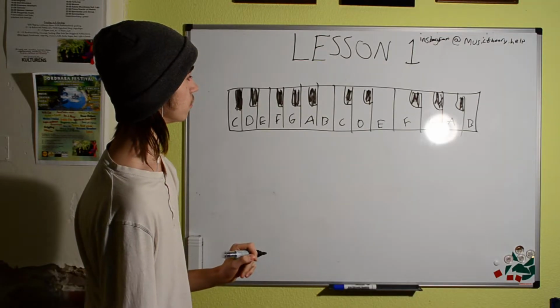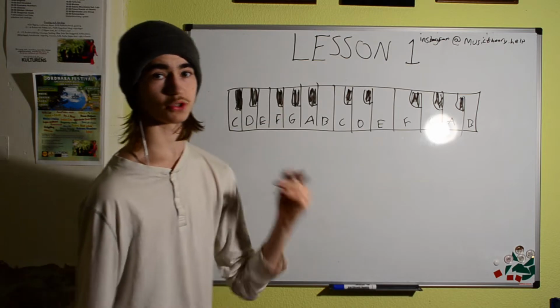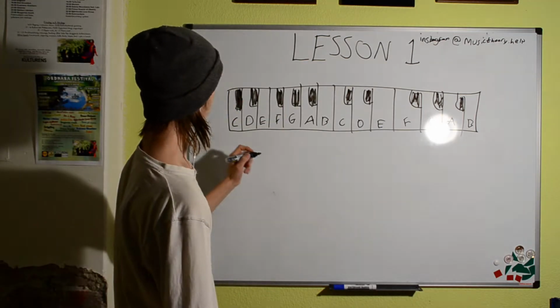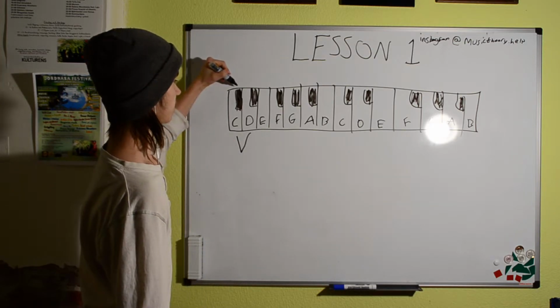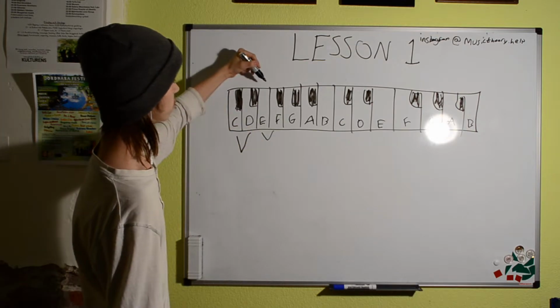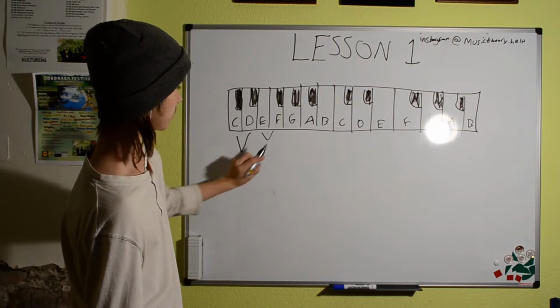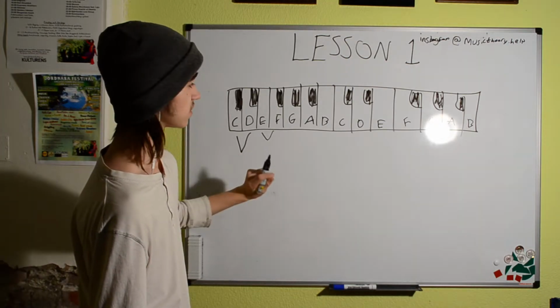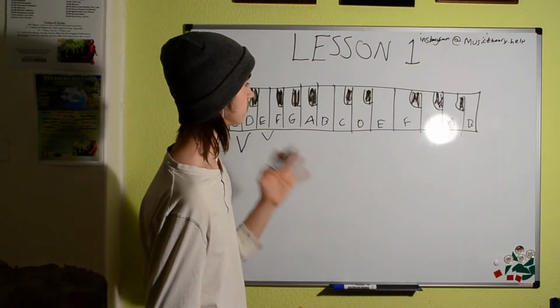It's important to know that sometimes there's a black key in between of the notes, like in between C and G. There's a black key, but in between E and F, there's not a black key. And that's called a whole step, and that's a half step. And that's important to know. And that's one of the reasons why we need to know the piano.